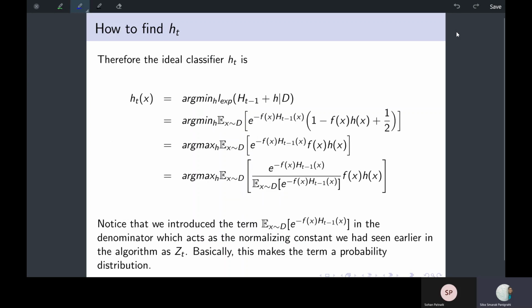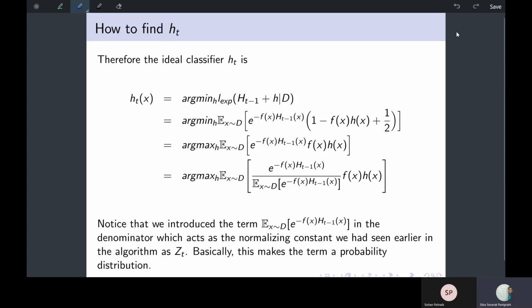Now how to find this ideal classifier HT? This can be found by minimizing the loss over all the h, and the argument in the loss is H(t-1) plus h. So we have to go over all the hypotheses, add each to H(t-1), and whichever gives the minimum will be our h_t(x). Now, what is this loss? We have seen this equation earlier in the previous slide.